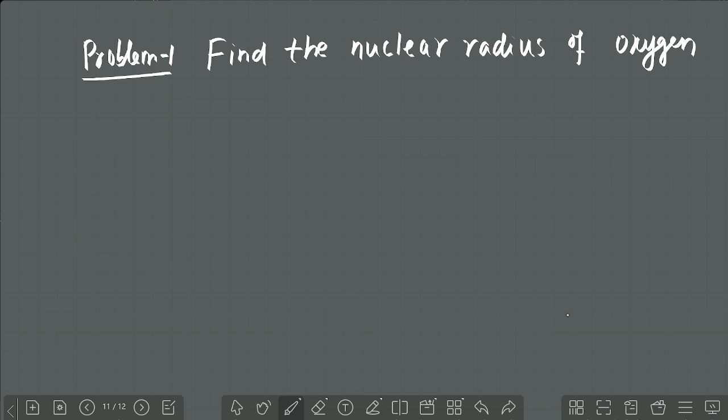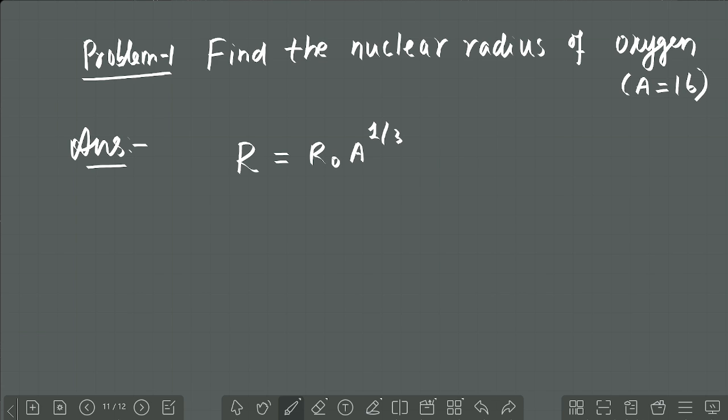All of you, listen carefully. Find the nuclear radius of oxygen, right? So now we need to find nuclear radius. That means we'll use the radius formula. What is the radius formula? R equal to R naught A to the power 1 by 3. Yes or no? Now if you see oxygen here, for oxygen what is the mass number? Mass number is 16.